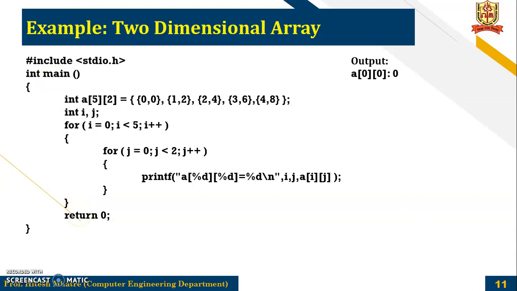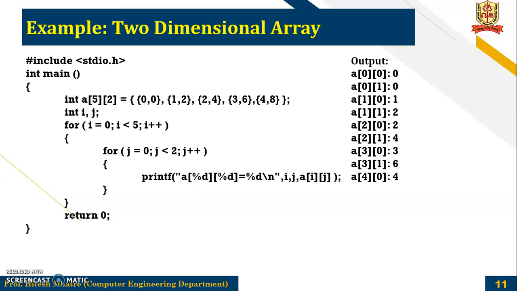So the output: A of 0 0, A of 0 1, then j becomes 2, the condition is false, so it will come out and increment I. So 1 0, 1 1, 2 0, 2 1, 3 0, 3 1, 4 0, 4 1. After this, the loop for I also becomes false, so it comes out of the loop.